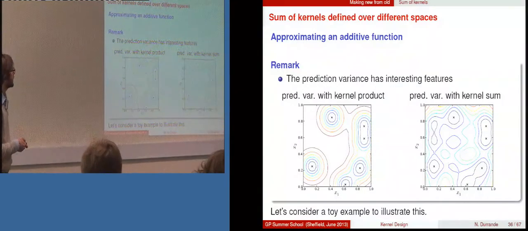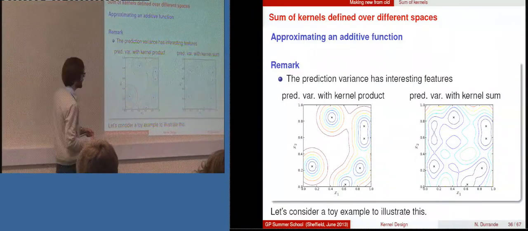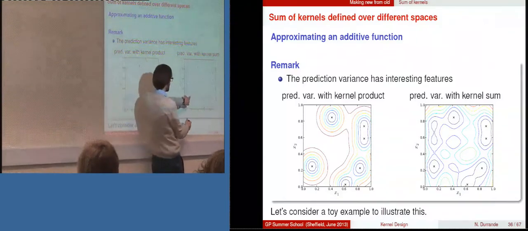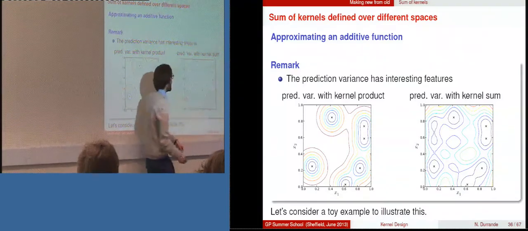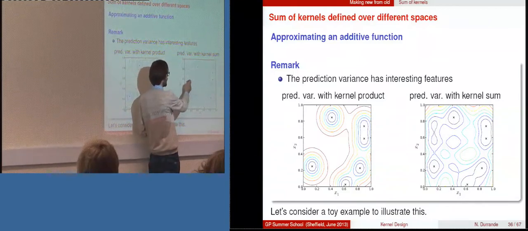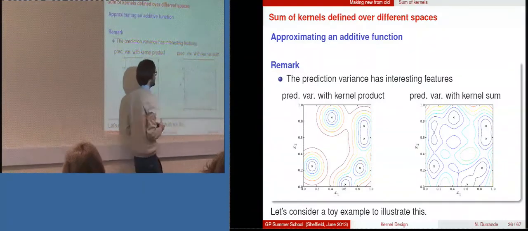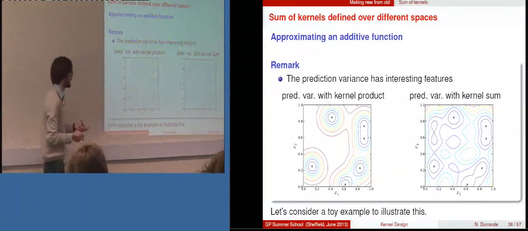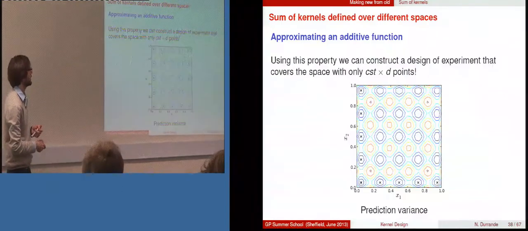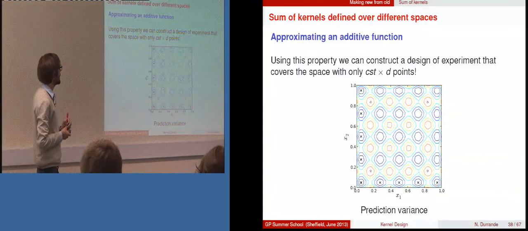If we come back to our model here, we can see that in this area there are some very small variances. That's because knowing the value here, here, and here, and knowing that your function is additive, your model tells you, okay, you know your function very well here, because it's just equal to that plus that minus that. So there are some regions of the space like that with very small variances. You can use this property to build some design of experiments.